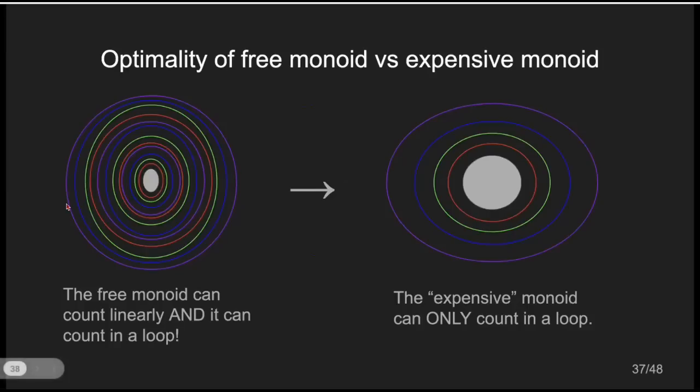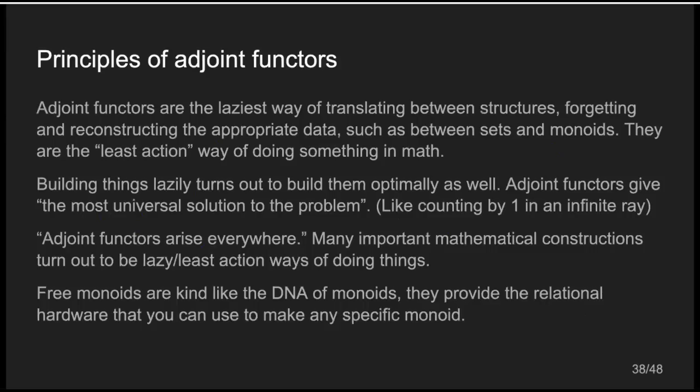So what can we do with the free monoid? Well, we can count linearly, 1, 2, 3, 4, 5, 6, 7, etc. But we can also count in a loop, because that's what this pattern is giving us. We can see the looping pattern. We can count with loops with this free monoid. So it can do the job that the expensive monoid can. But the expensive monoid cannot do the job that the free monoid can, because it can only count in a loop. It doesn't count linearly. So the free monoid is just able to do more tasks than the expensive monoid does. It contains it. And so even though we built it lazily, it actually ends up being optimal. So what have we learned about adjoint functors? Adjoint functors are lazy ways of translating between structures.